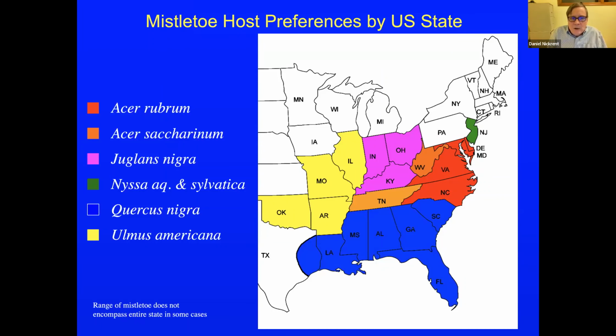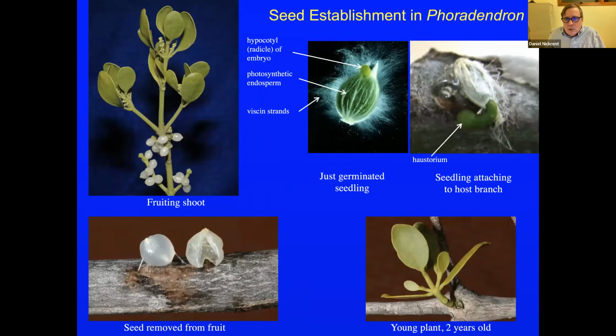So how does it get going? Well, just a quick little bit of what I do. The plant in fruit right here, they're female plants. My ones that I inoculated several years ago made fruits for the first time this year.